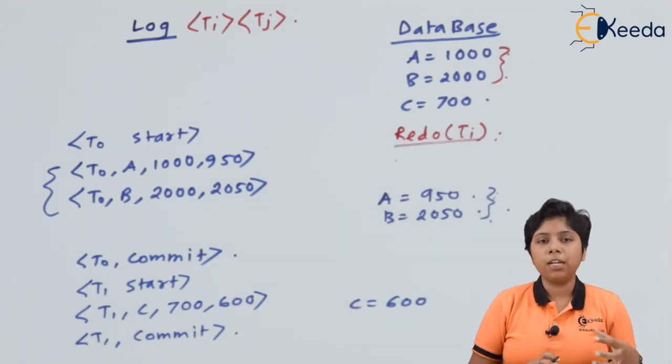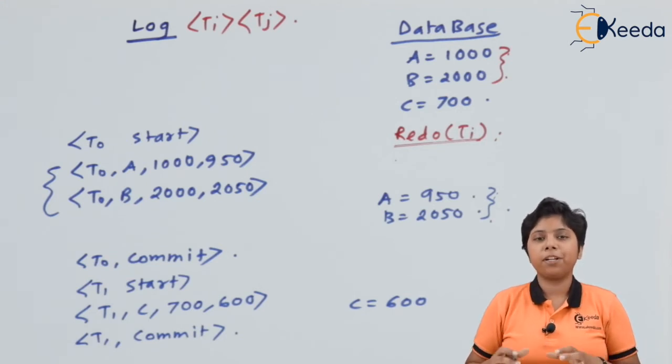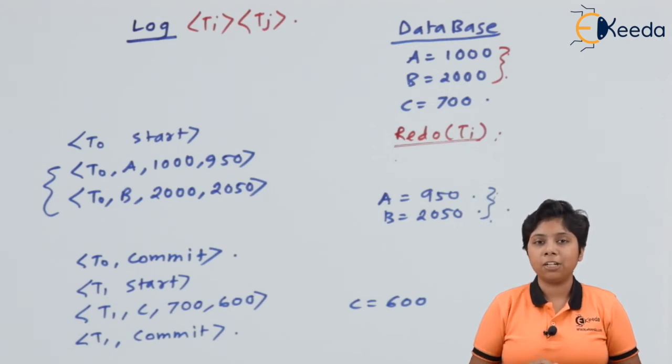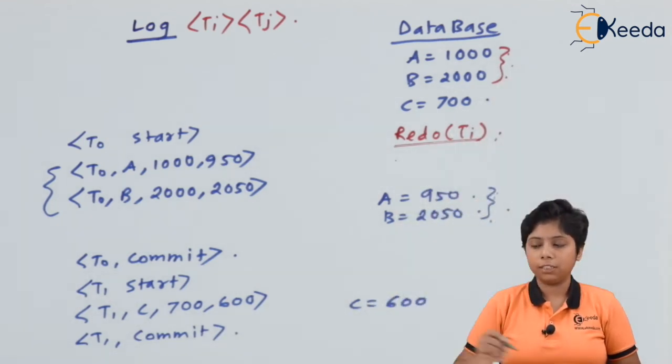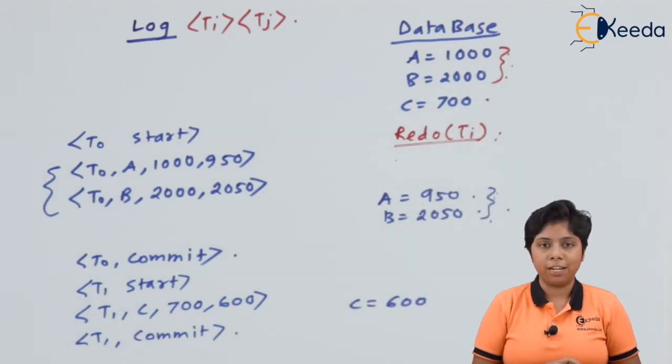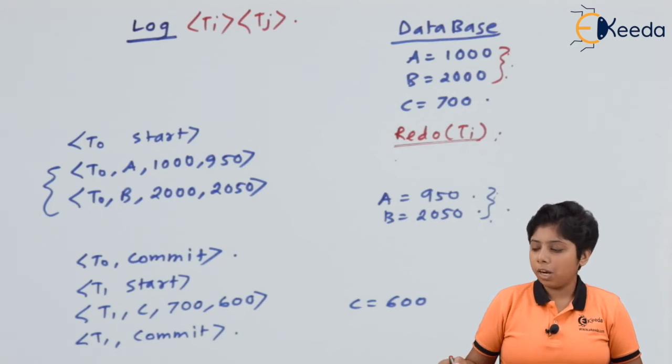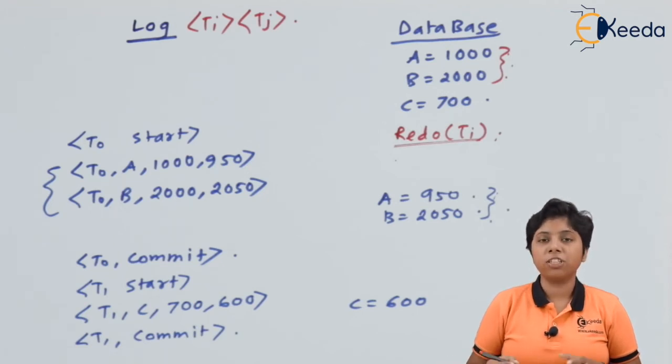Now even if we put in the old value in the same order in which the Ti has performed, we may incur a wrong value that will not lead us to the original database values. Say suppose that we are redoing the operations of a transaction in such a way that it is being performed onto the database.